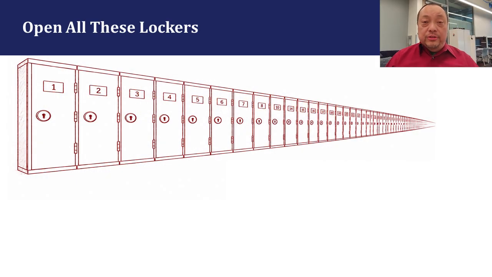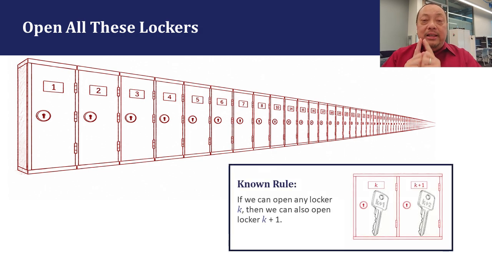Suppose there's a row of lockers numbered 1, 2, 3, etc. We want to open the lockers. We would need a key to all of these lockers, right? Well, luckily, suppose we have this rule. The rule says if we can open any locker K, then we will also be able to open locker K plus 1. Maybe because locker K contains a key to locker K plus 1. And since that's true of any K, it means locker K plus 1 would contain the key to locker K plus 2. Basically, a rule that says if true for K implies also true for K plus 1.